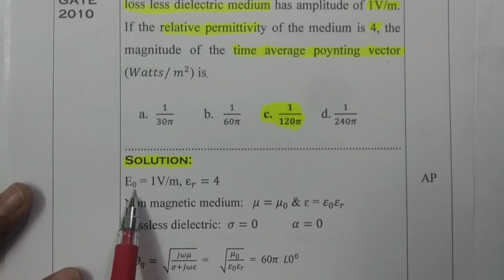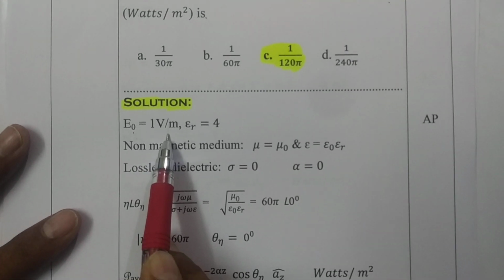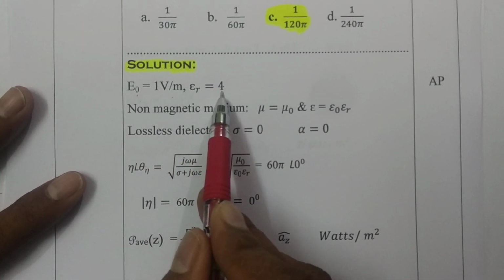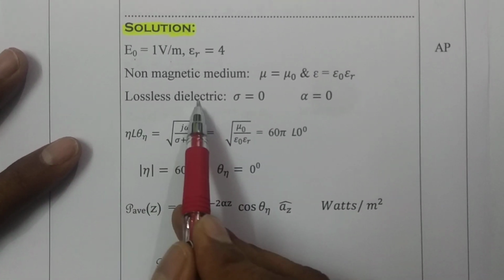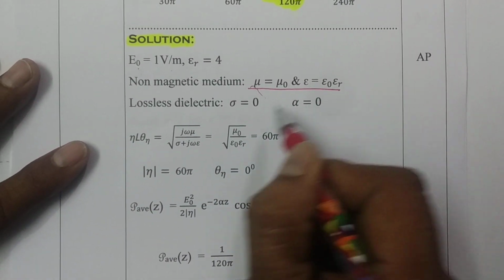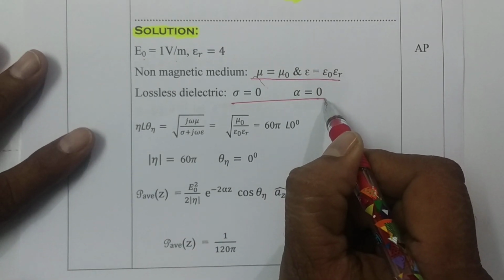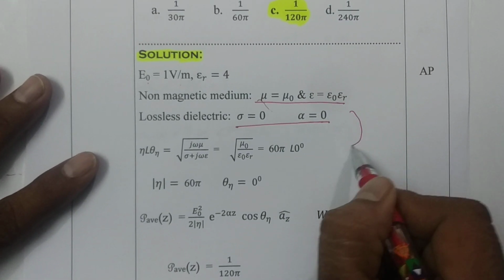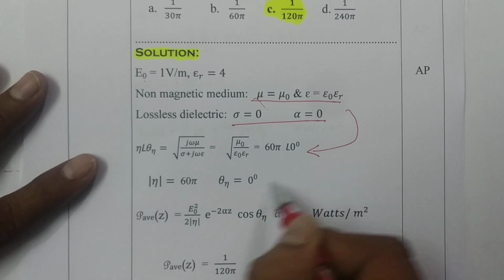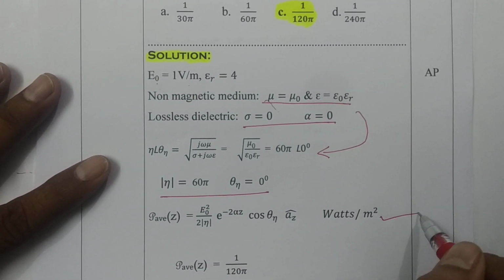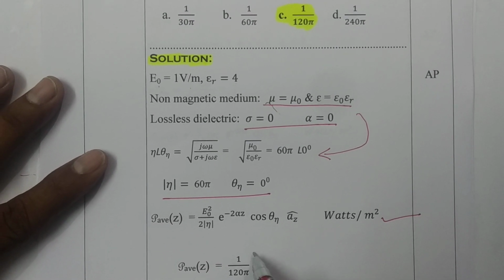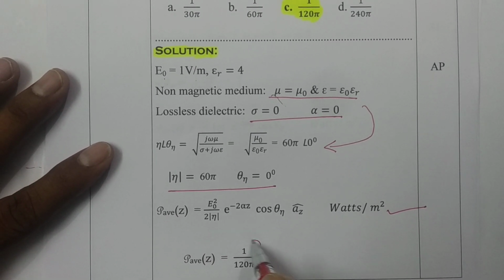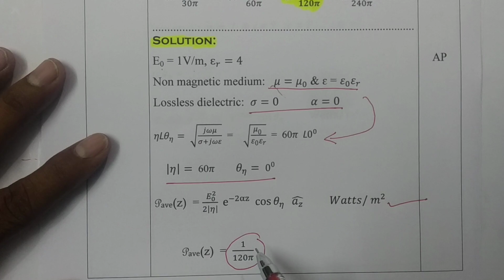Here E naught is equal to 1 volt per meter, epsilon r is equal to 4. The type of medium is non-magnetic lossless. These are the parameters associated with the medium. Substitute in the intrinsic impedance formula and then in the average Poynting vector, we get the time average Poynting vector value as 1 by 120 pi.